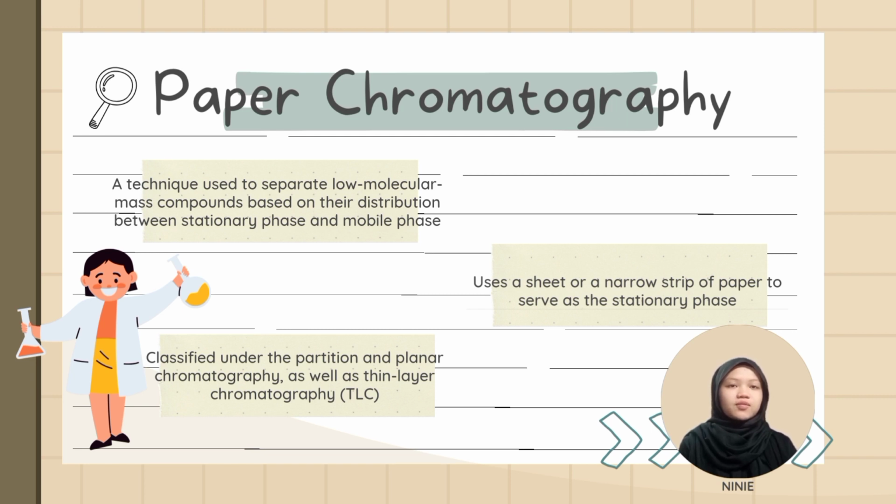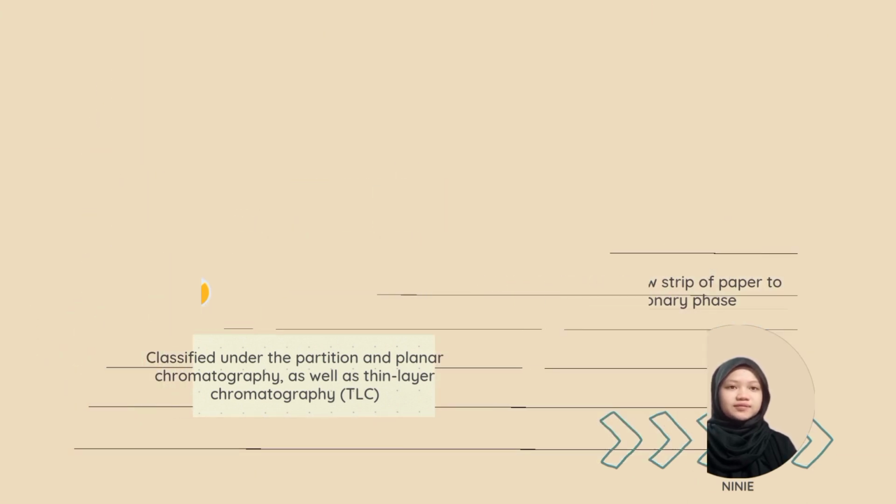Then, paper chromatography is also categorized under the type of planar chromatography, including thin layer chromatography (TLC). Planar chromatography's stationary phase is supported on a flat plate or in the pores of a paper, while its mobile phase moves through capillary action.